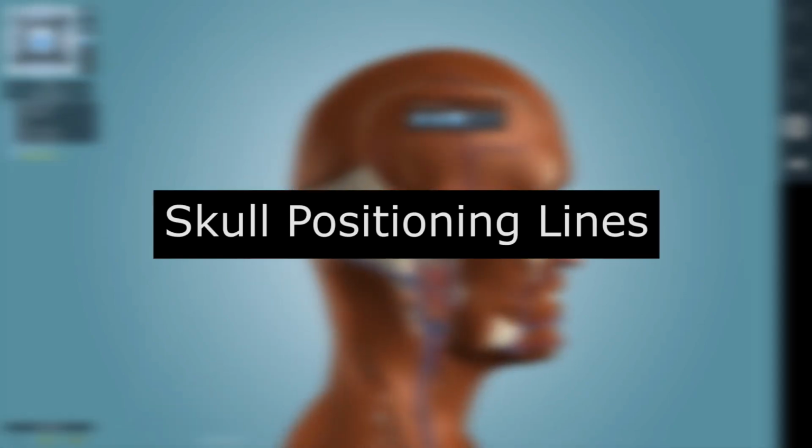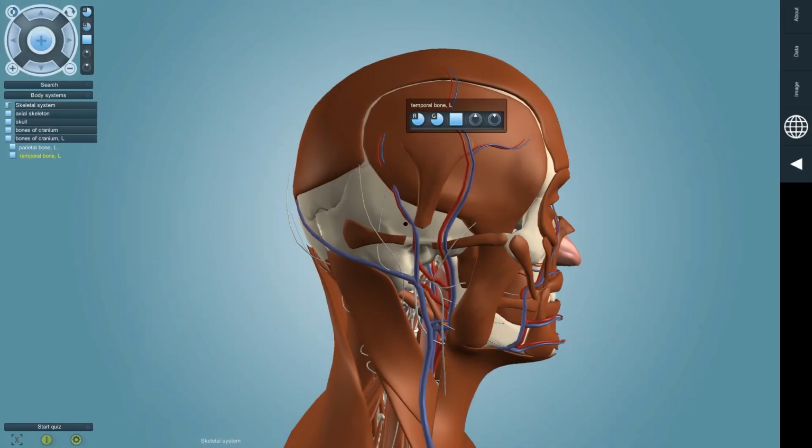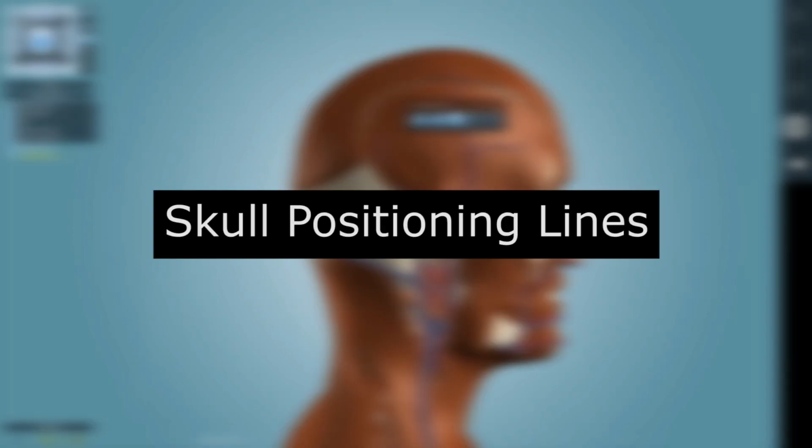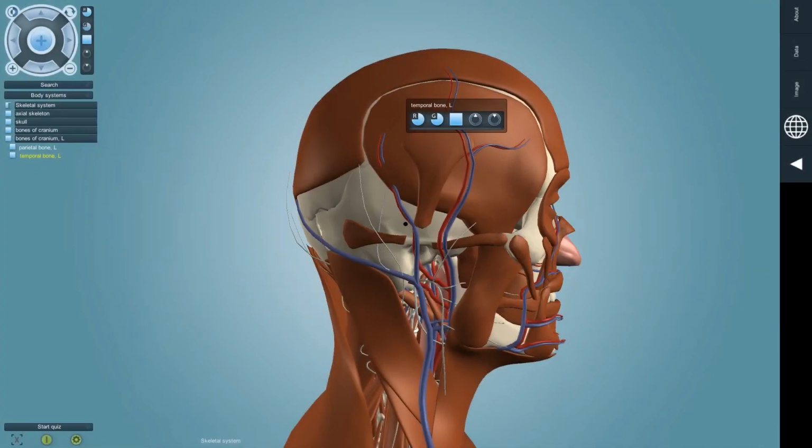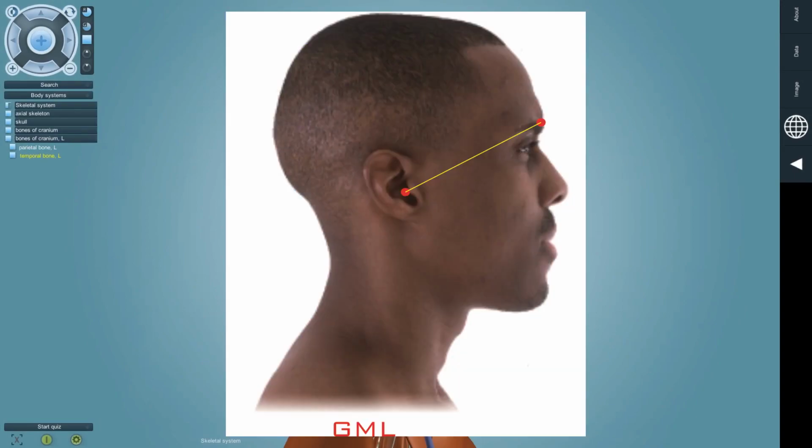Skull positioning lines. Certain positioning lines are important in skull radiography. These lines are formed by connecting certain facial landmarks to the midpoint of the external acoustic meatus. The first one is the glabellomeatal line. The most superior of these positioning lines is the glabellomeatal line, which is not as precise as the other lines because the glabella is an area and not a specific point. The GML refers to a line between the glabella and the EAM.